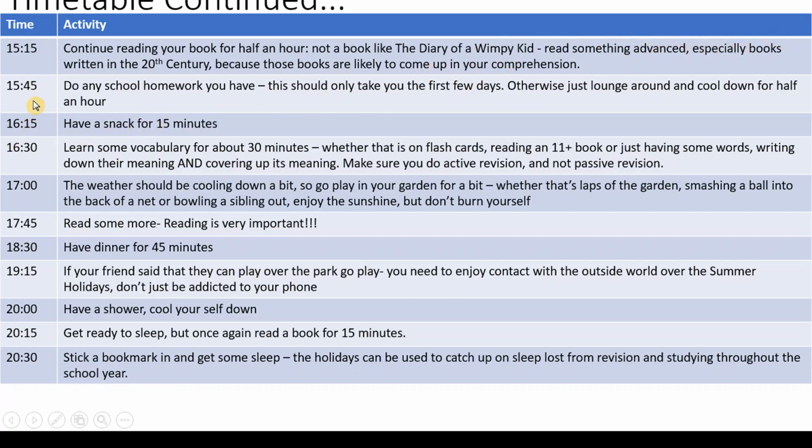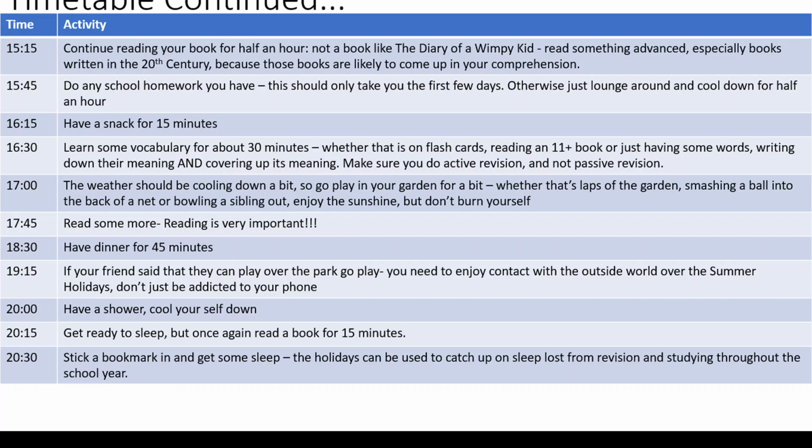And then at 3:45, do any school homework you have. And this should only take you the first few days, so after say a week, you shouldn't have any school homework left. I mean, if you have a project, you can do that. But otherwise, you can just cool down for half an hour. And then at 4:15, you should have a snack, because you don't want to starve yourself.